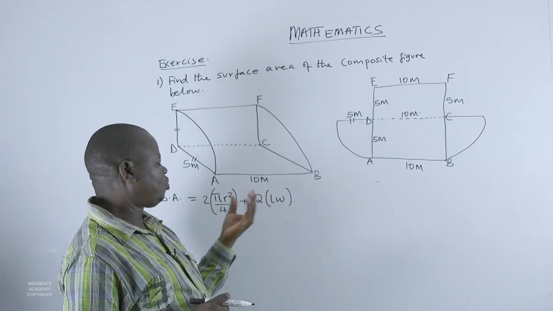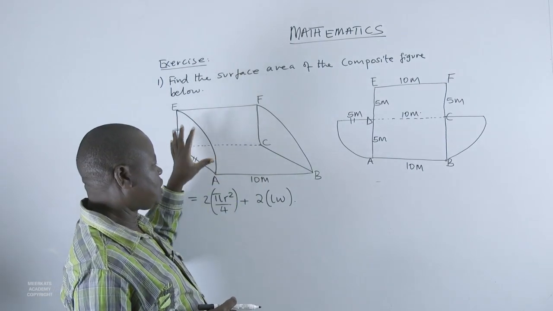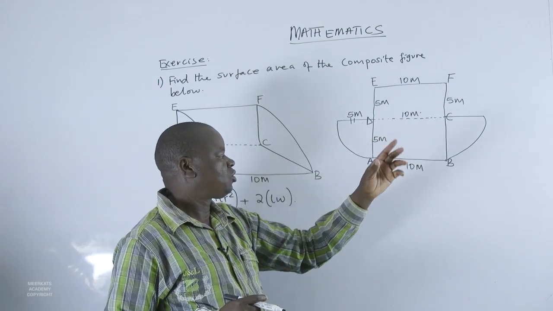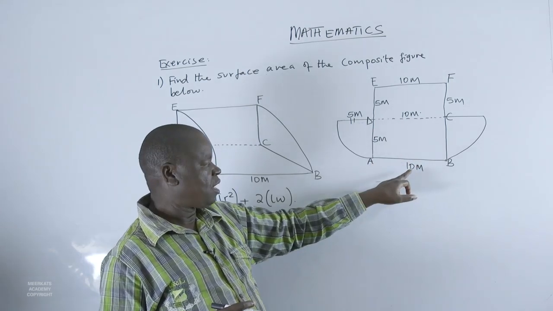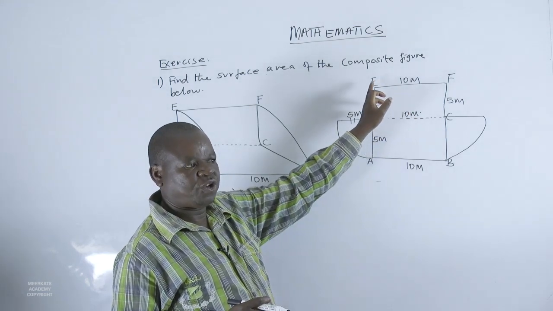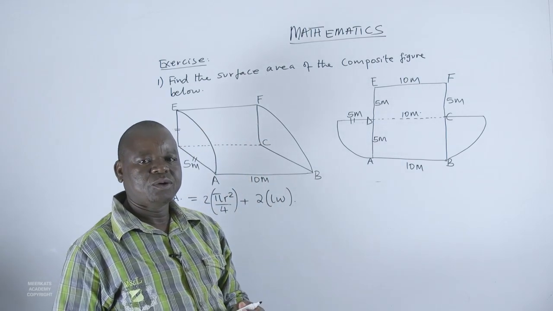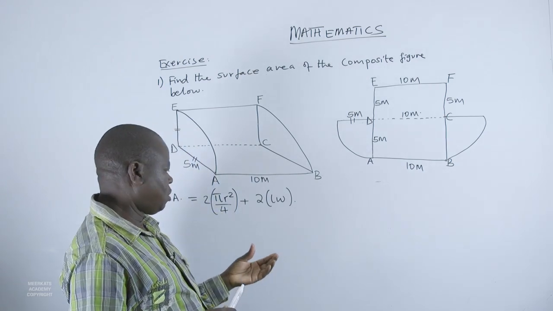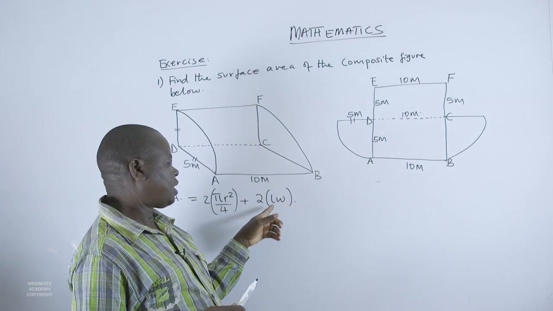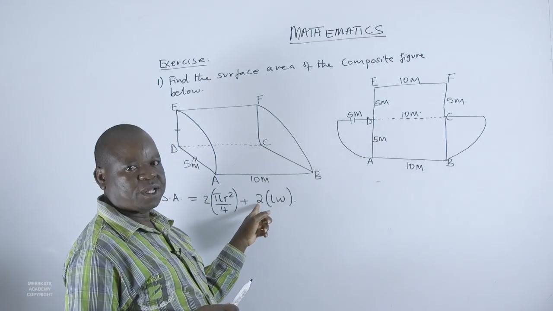So we come and substitute, because this figure is made of rectangular planes and quadrants. We are now from the net. You can see that we have two rectangles whose dimensions are 10 meters by 5 meters, and another one also 10 meters by 5 meters. So because there are two of such similar rectangles, we can use the formula for finding the area of a rectangle to calculate the area of the two planes in the figure, and then we multiply by 2.